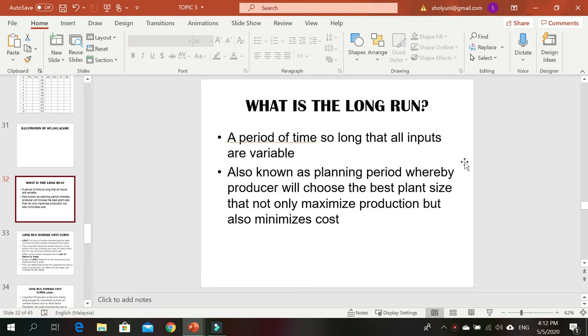The last part of our topic, the long run cost. Okay, so first of all, what is long run? It is a period of time so long that all inputs are variable.